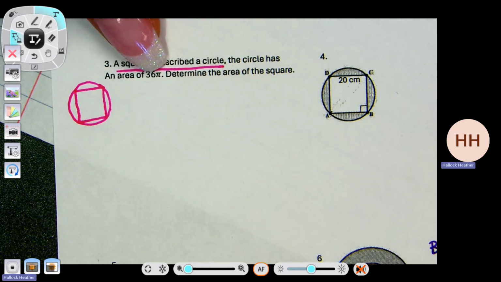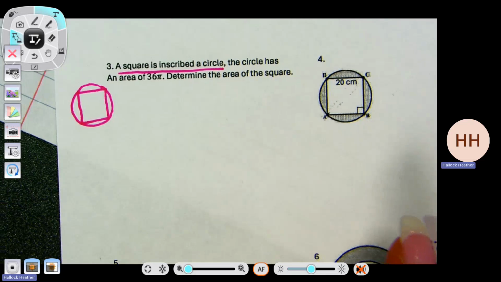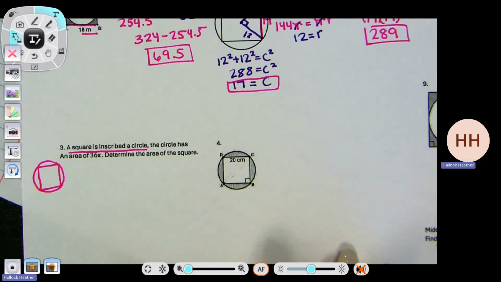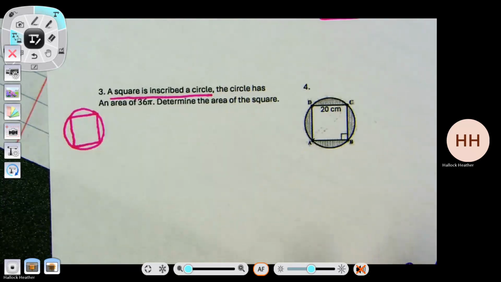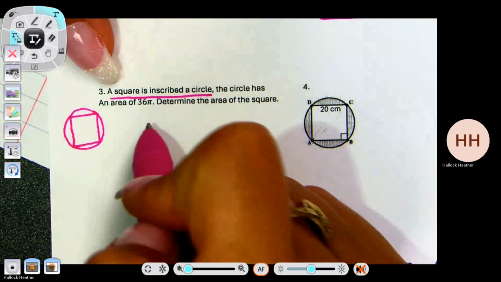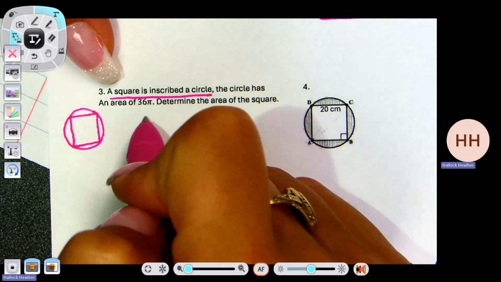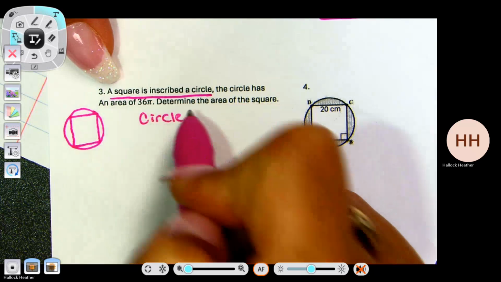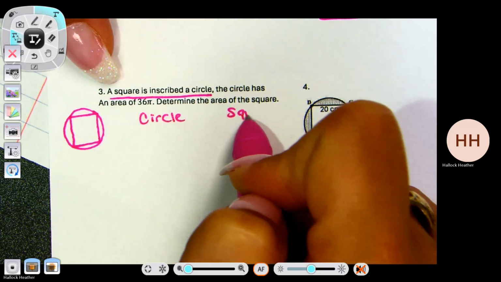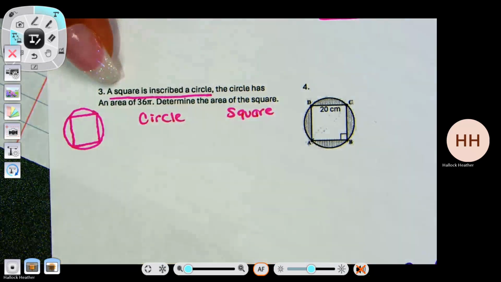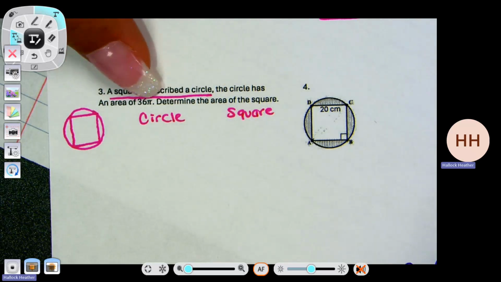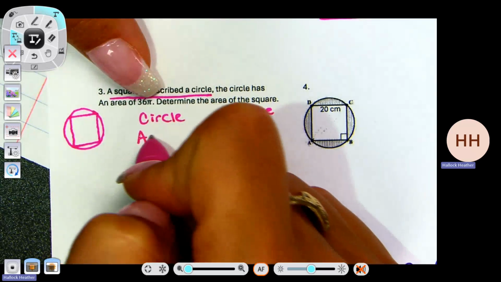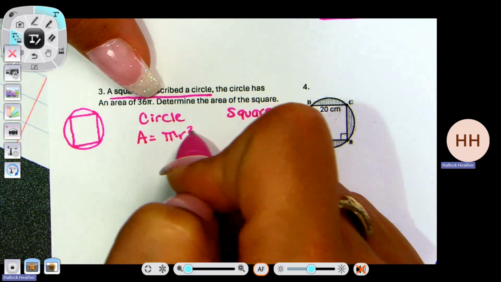What was the answer for square? Another one? 289. 289. Yeah. Okay. So what am I going to do first? Let's use what we got. So the area is 36 pi. Let's find the radius. So area equals pi r squared.